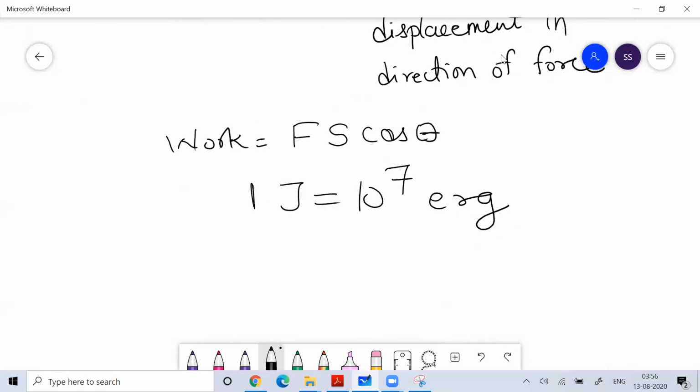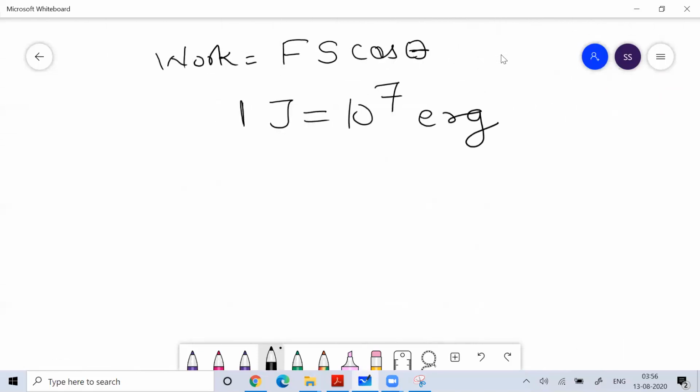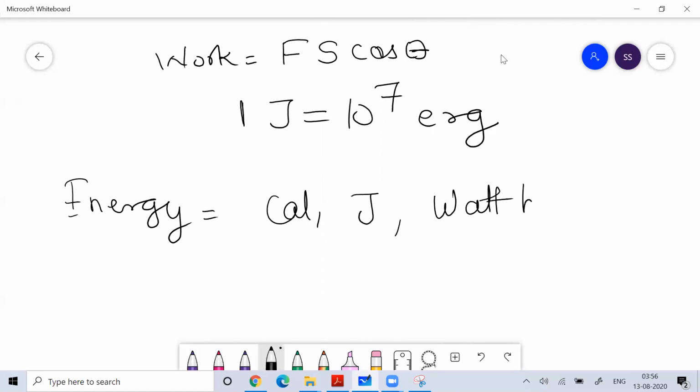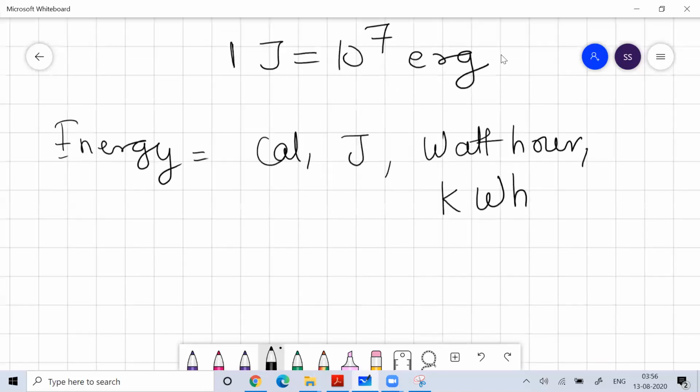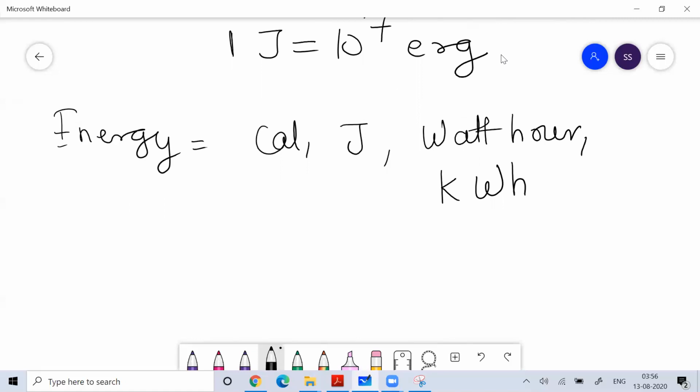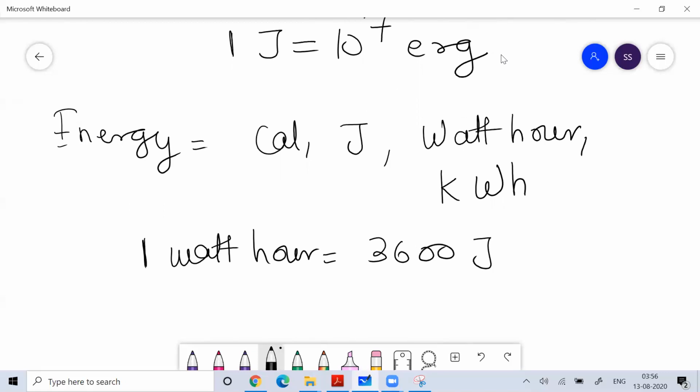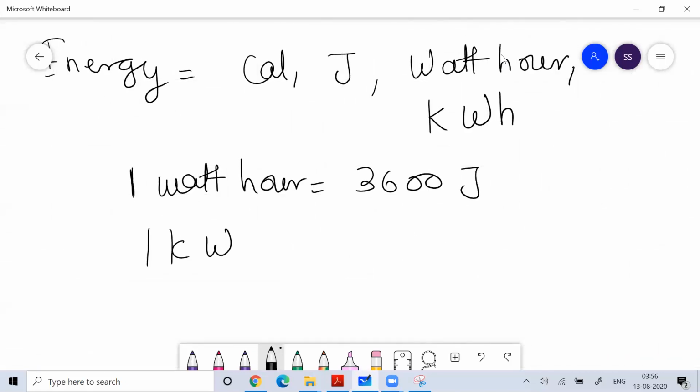The other units for energy are calorie, joule, watt hour, and kilowatt hour. You can use these units depending on the problem. 1 watt hour is equal to 3600 joule, and 1 kilowatt hour is equal to 3.6 into 10 to the power 6 joule.